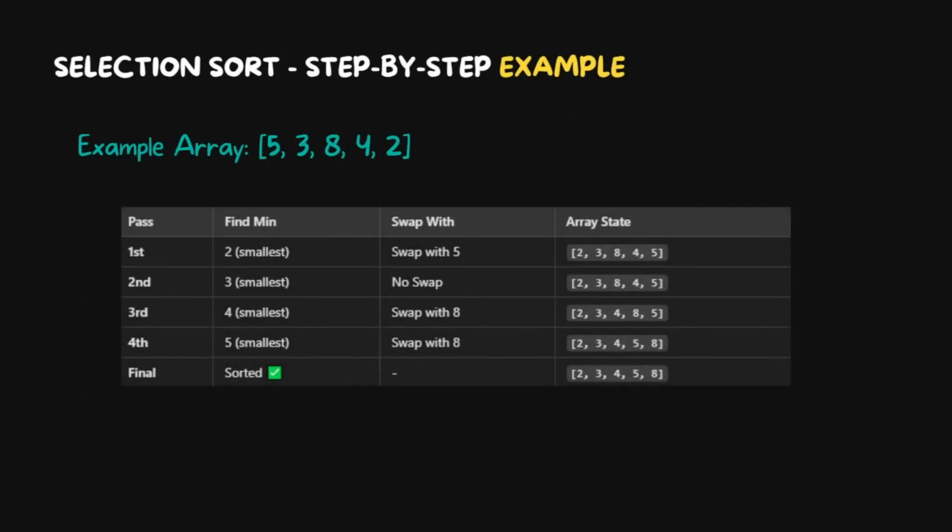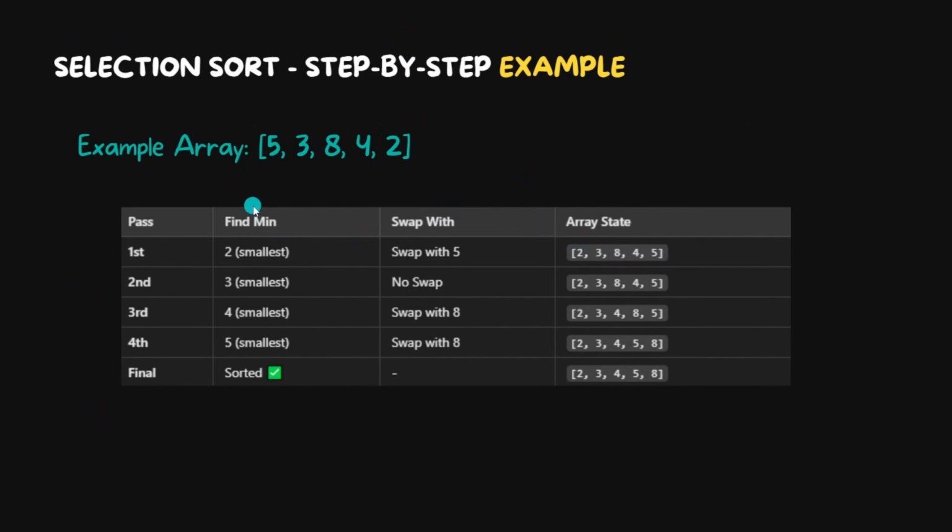Now, let's break down selection sort step by step using an example array. The example array is 5, 3, 8, 4, 2. In pass 1, we will find the smallest element in 5, 3, 8, 4, 2 and the result will be 2. It will swap with the first element, which is 5. 2 will come in place of 5. Array after pass 1 will be 2, 3, 8, 4 and 5.